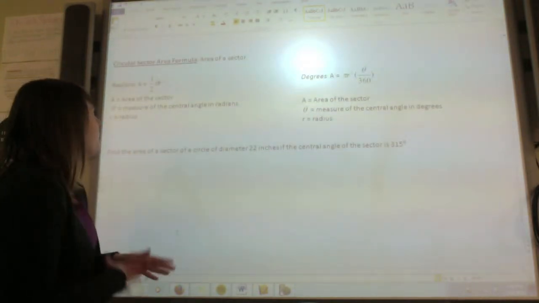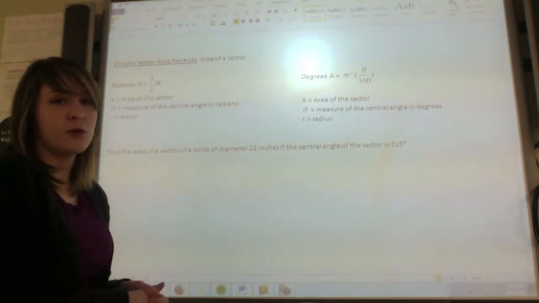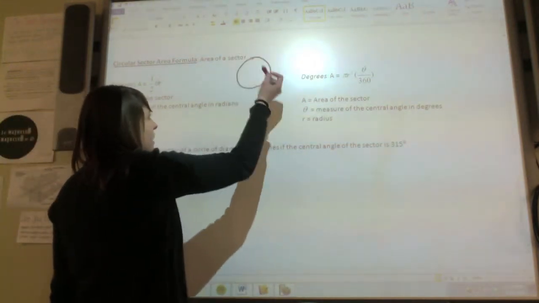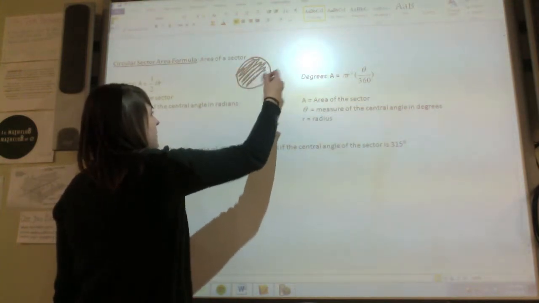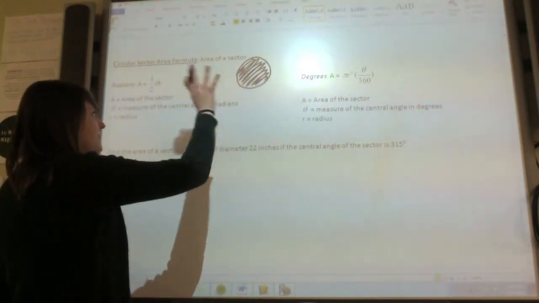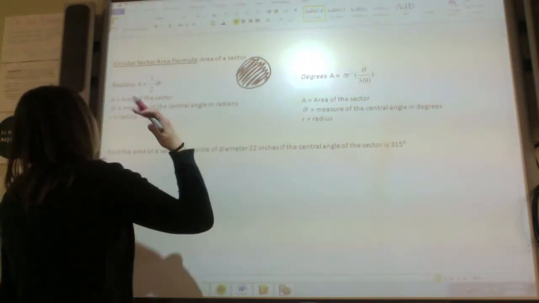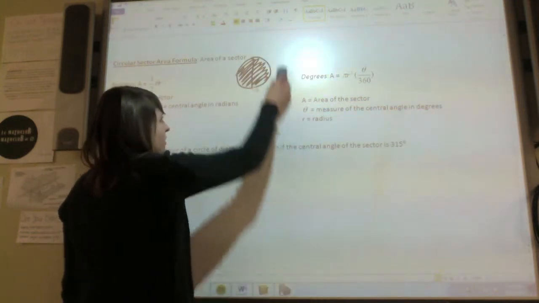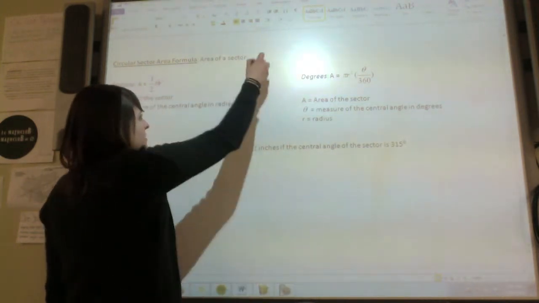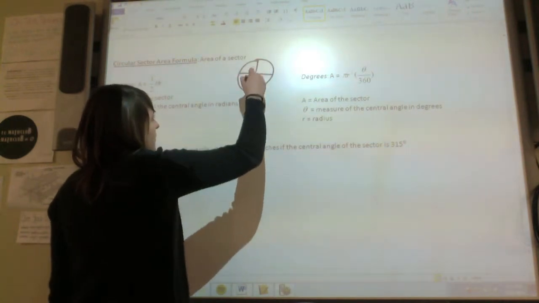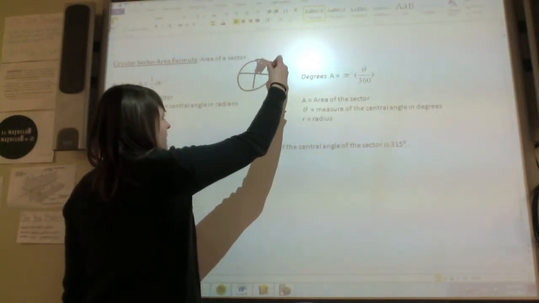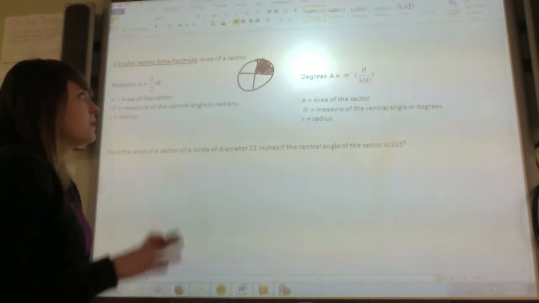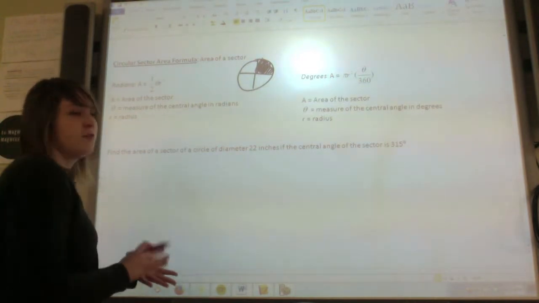Okay, next thing we want to talk about is a circle sector area formula. So when we're talking about the area of a circle, we're talking about the shaded area of the whole circle. Well, what if you just want the area of a sector? Let's say that instead of the whole area here, I'm just talking about the area of this 90-degree angle. So it's kind of like a pie slice. That's what these formulas are giving you: the area of just a portion of the circle.